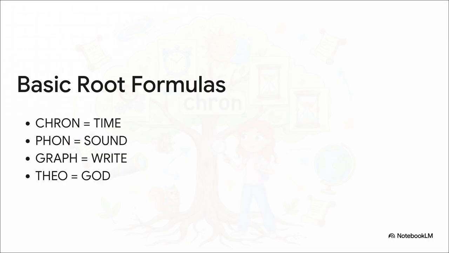Now, what's really fascinating is how morphology works exactly like math. Take a look at these basic root formulas. You might already know that phone equals sound, right? Like in telephone. Or graph equals write, like an autograph. Or Theo equals God. Well, chron equals time operates by those exact same logical rules. If you can do basic addition, you can decode complex vocabulary, for sure.